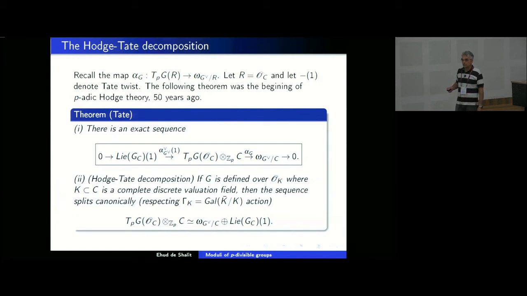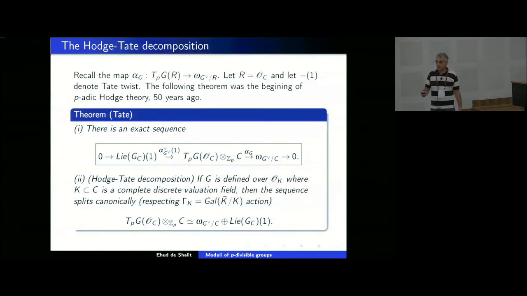But here, when I talk about Galois action, the Lie algebra of G_C is the base change of the Lie algebra of G_K. So via base change, it gets a semilinear Galois action. And this semilinear Galois action, you still twist by the cyclotomic character.